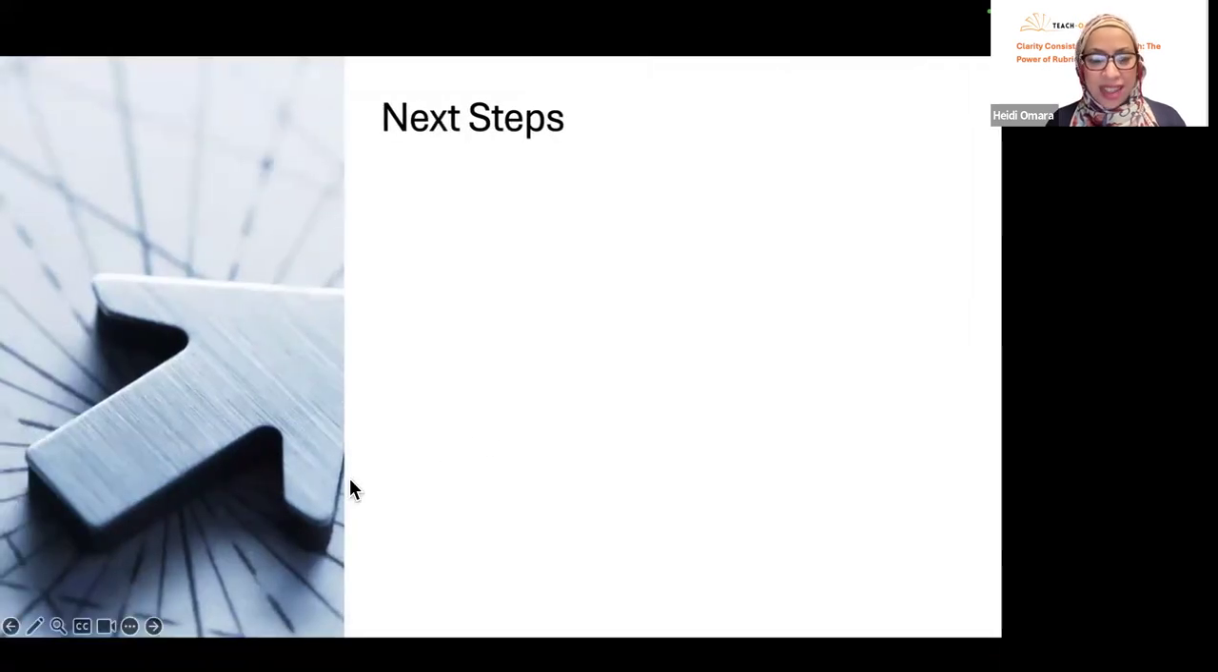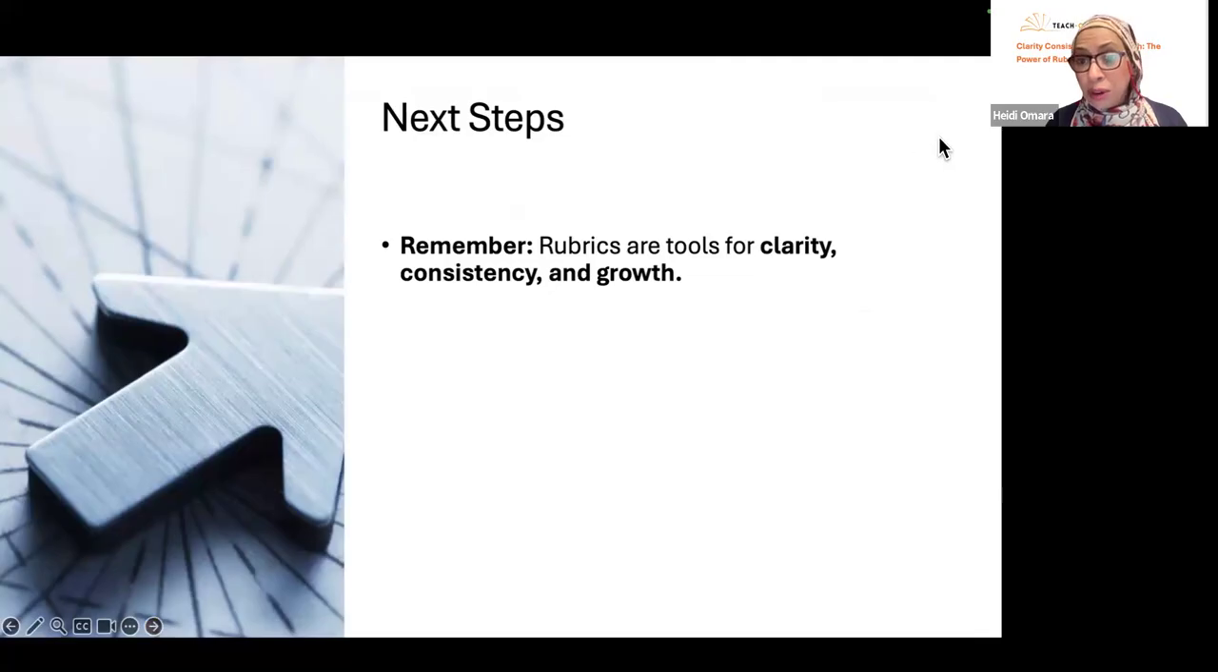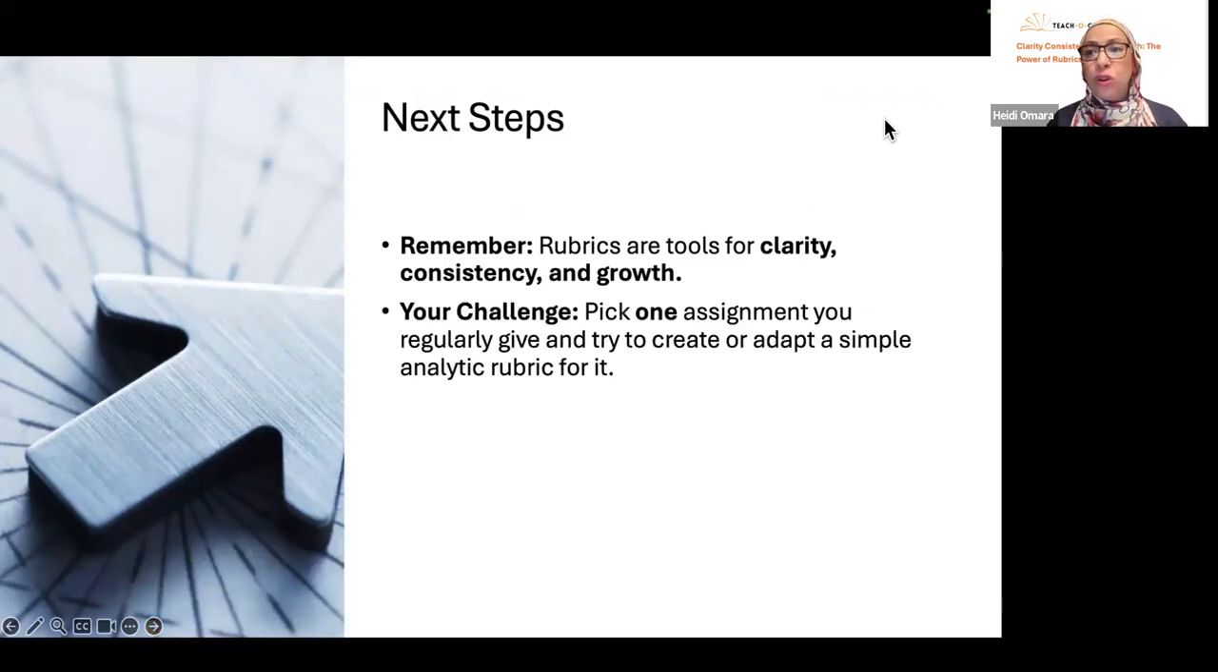So finally, the next steps, as I just wanted to tell you, is to remember that rubrics are tools for clarity, consistency, and growth. And your challenge will be to pick one assignment you regularly give and try to create or adapt a simple analytic rubric for it. Just try it for once. Try it as a trial, as something that you want to see how it will work for you. Maybe it will work better than what you have or not.